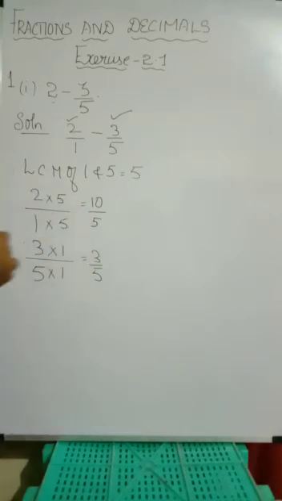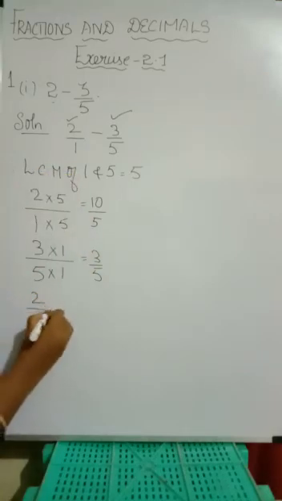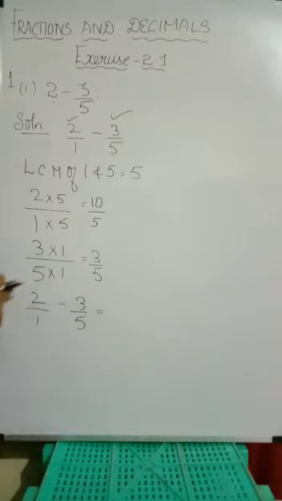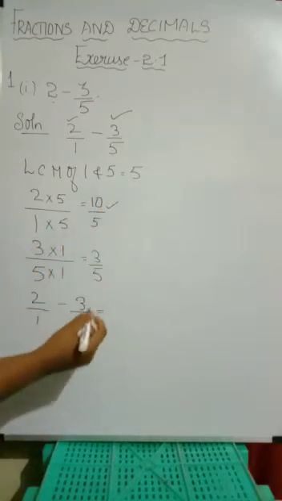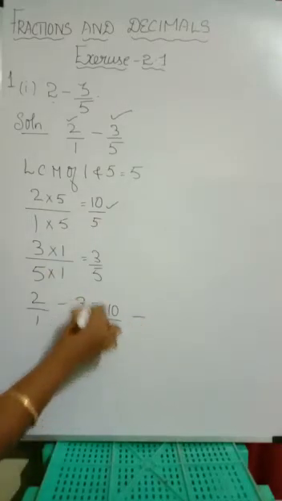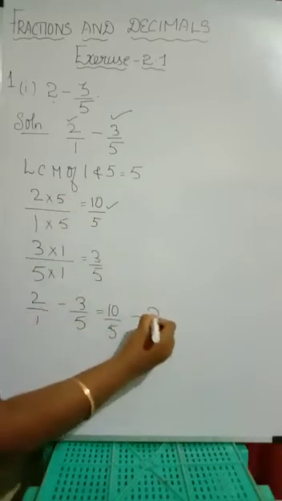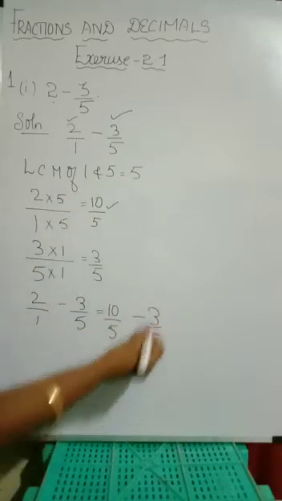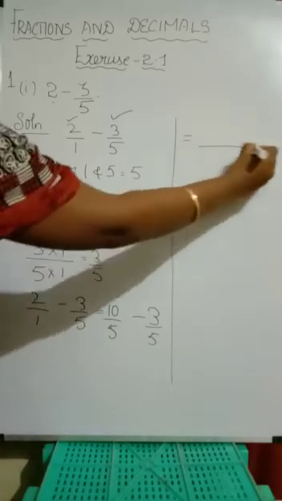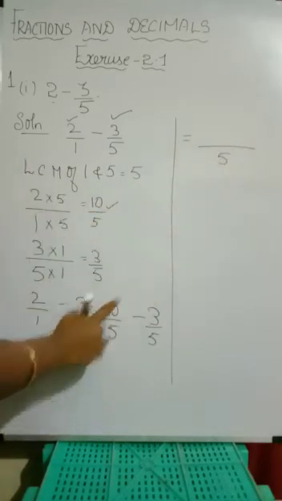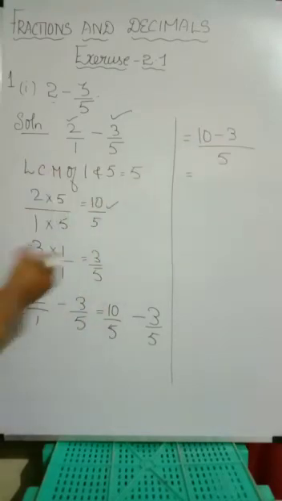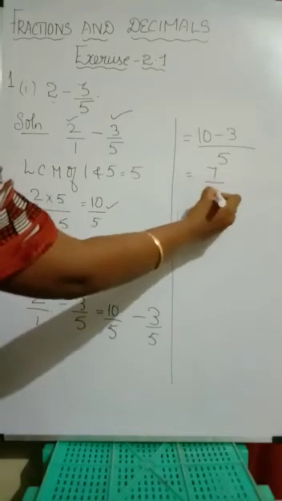Is it right? Now both the fractions are like fractions. We can do the subtraction. What's the fraction? 2 by 1 minus 3 by 5. For 2 by 1, what is the fraction? 10 by 5. 10 by 5 minus, for 3 by 5, the fraction is 3 by 5. Both are like fractions. Is it right? We can write the denominator 5 there. Write 10 minus 3. What is 10 minus 3? 7. 7 divided by 5.